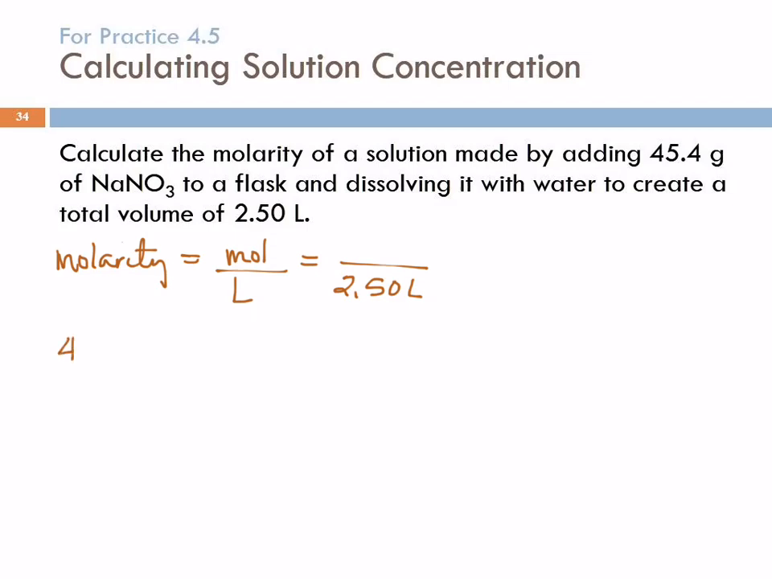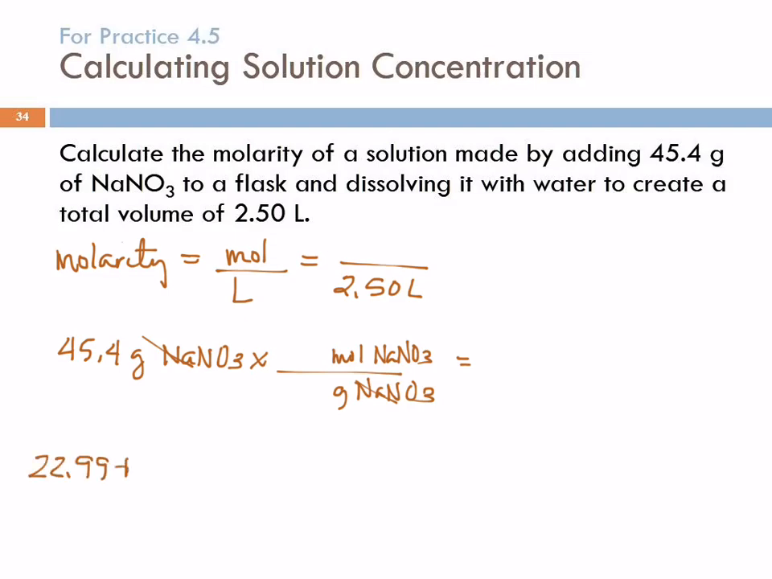So we've got 45.4 grams of sodium nitrate. And we need moles. So we want to convert this to moles of sodium nitrate. So we're going to have grams of sodium nitrate down here. And then our units are going to work out. We have to calculate the molar mass. So for sodium nitrate, we've got 1 sodium, 22.99, plus 1 nitrogen, 14.01, plus 3 oxygens.